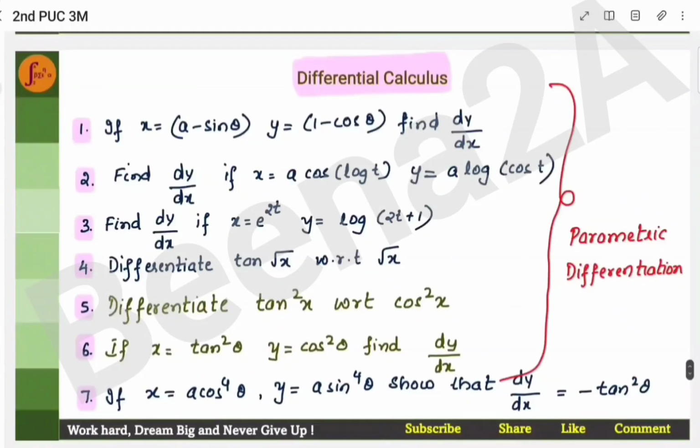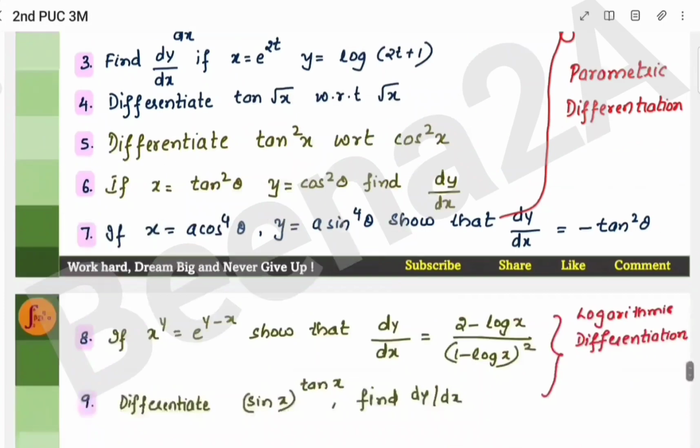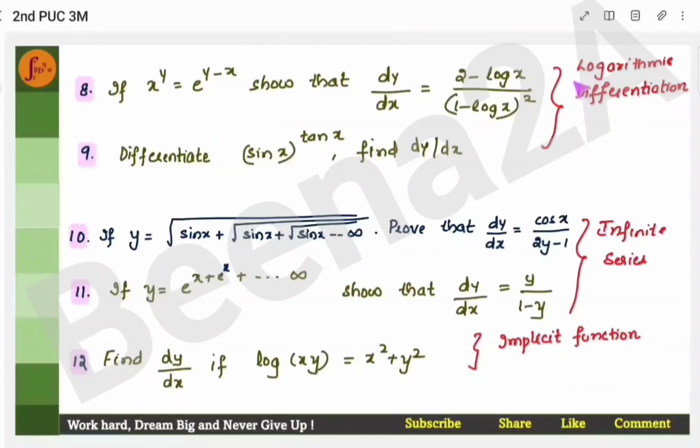In this video, we'll cover certain key 3 marker, 4 marker, and 5 marker problems. Again, just practice these problems. You can focus on parametric differentiation, right? And then you have problems on logarithmic differentiation. This is important. And infinite series, very easy. Implicit function, this is also easy.